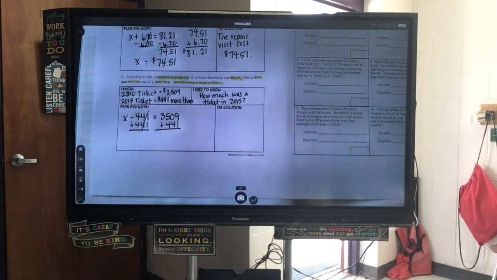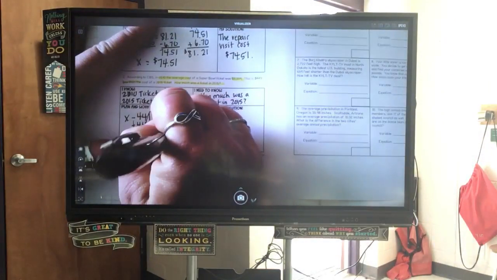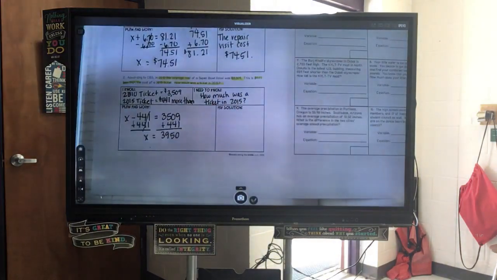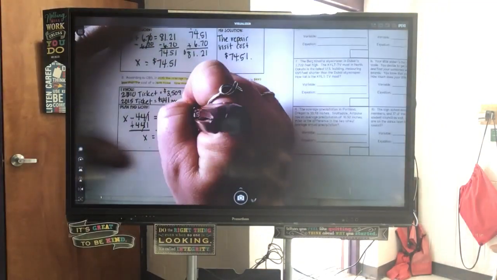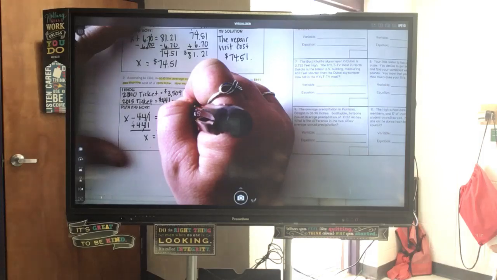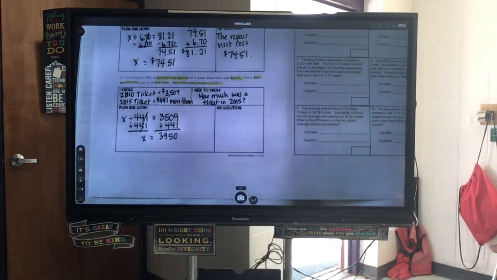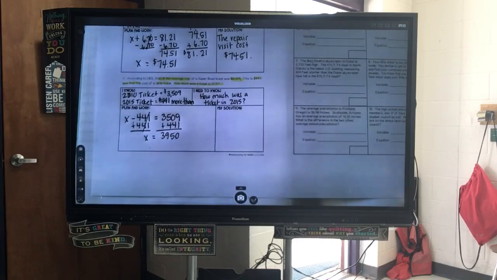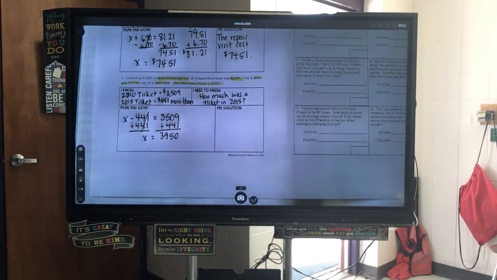Alright, Leo, what was your answer? 3,950, you said? So x equals 3,950. Now, how do we check to make sure this is correct? What do we need to do? Mikhail? Make it really simple. What do I need to do with 3,950? Subtract it, but even at that, what do I need to do with the number 3,950? Zoe? Yes, plug it back in, substitute it in.